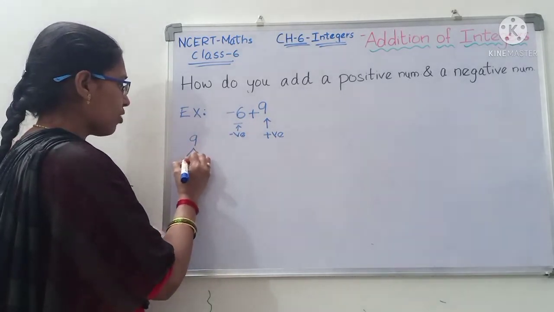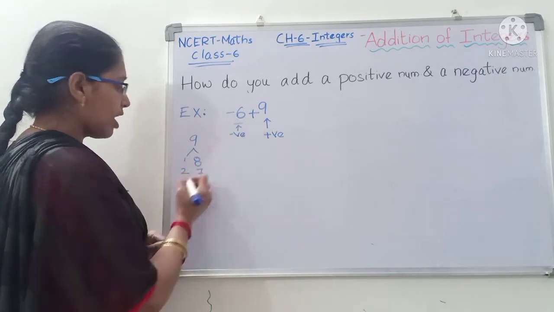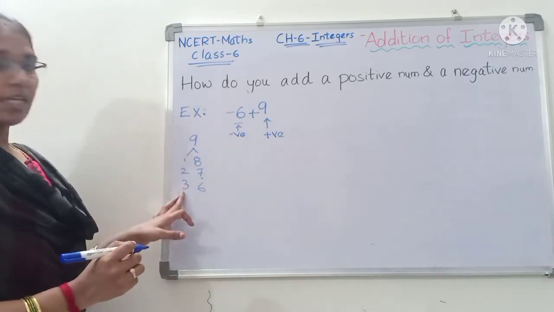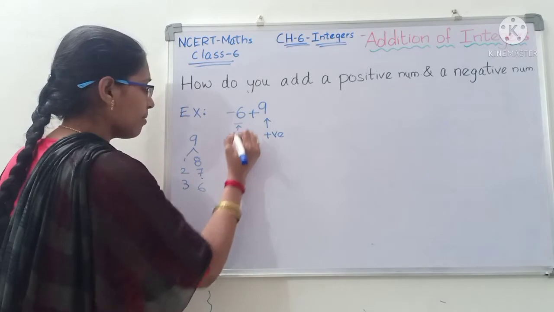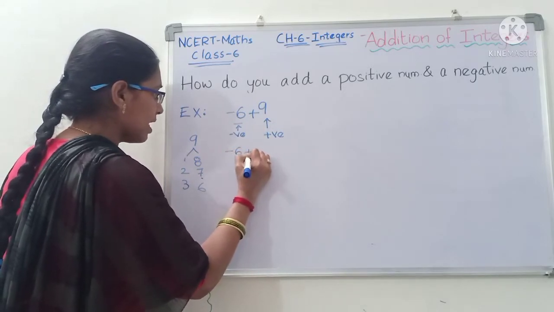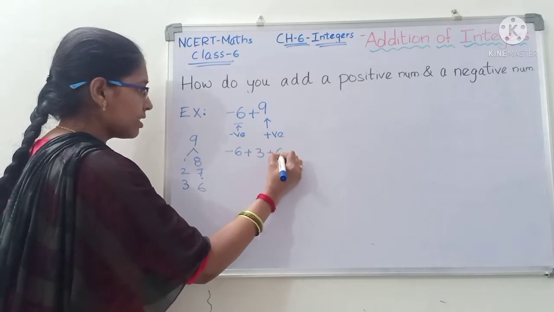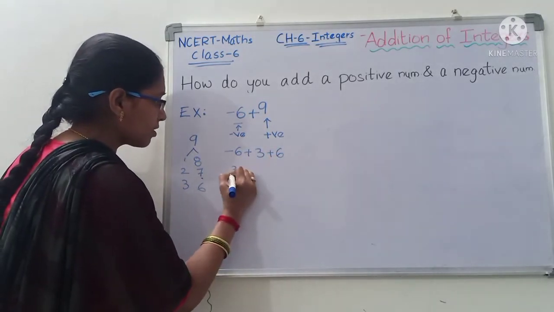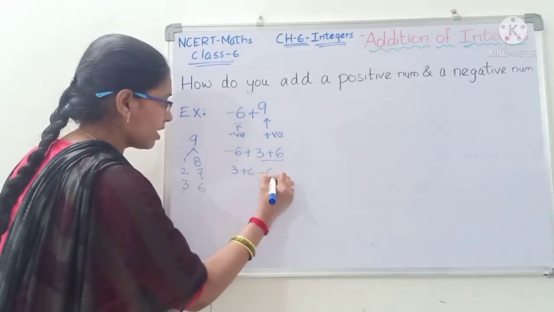9 can be written as 1 plus 8, 2 plus 7. See here you will have 6, right? 3 plus 6. 9 you can write as 3 plus 6. So let's write 9 in that way. Minus 6 as it is, and then write 9 as 3 plus 6. Now keep 3 first. Next 3 plus 6. Write this first. Next minus 6.